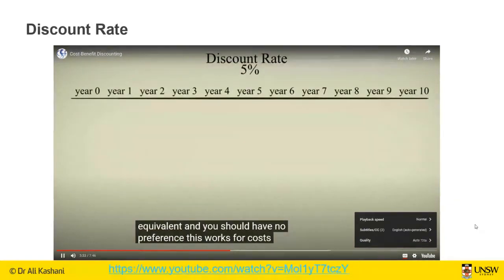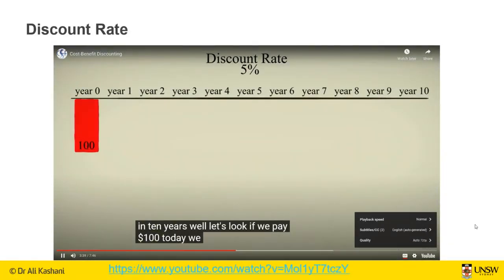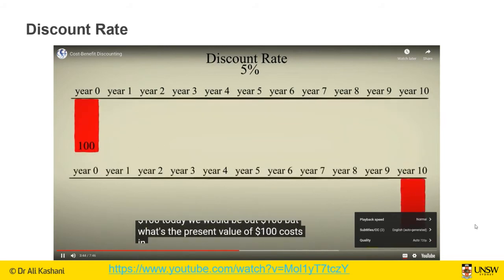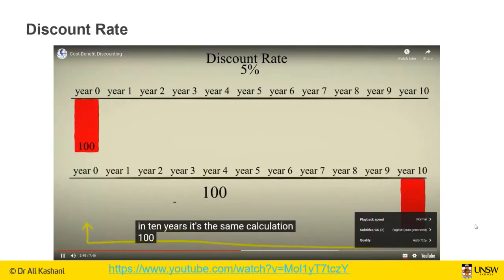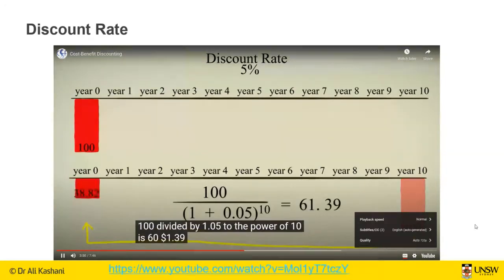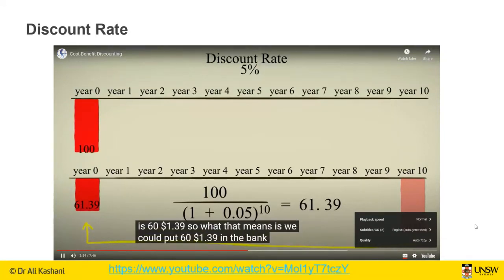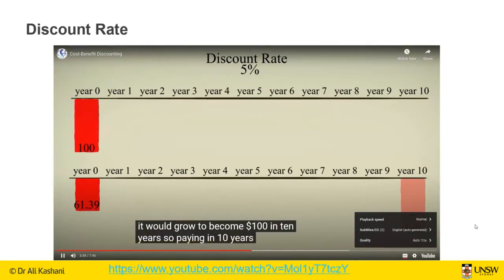This works for costs too. Would you rather pay $100 today or $100 in 10 years? Well, let's look. If we pay $100 today, we would be out $100. But what's the present value of $100 costs in 10 years? It's the same calculation. 100 divided by 1.05 to the power of 10 is $61.39. So what that means is we could put $61.39 in the bank today and it would grow to become $100 in 10 years. So paying in 10 years is easier. That is, if you plan for it by saving now. Otherwise, it's still a $100 cost.